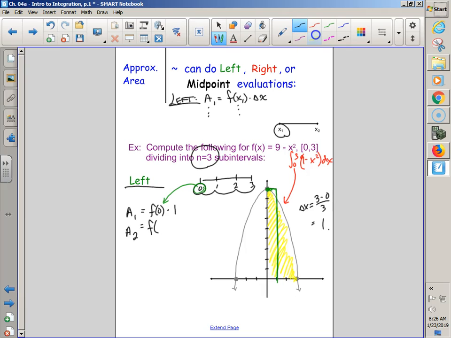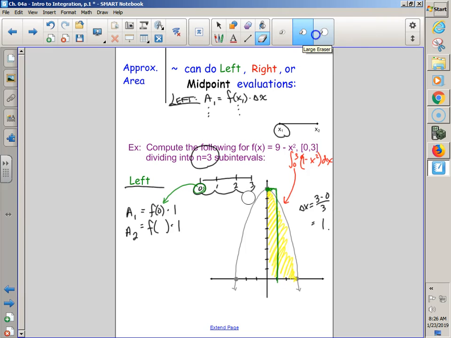Well, it is a sub 2. My second rectangle is going to go up and hit the function where? It's in between 1 and 2. I'm always choosing the left. So for the first subinterval, I chose 0. For the second subinterval, I'm choosing 1.